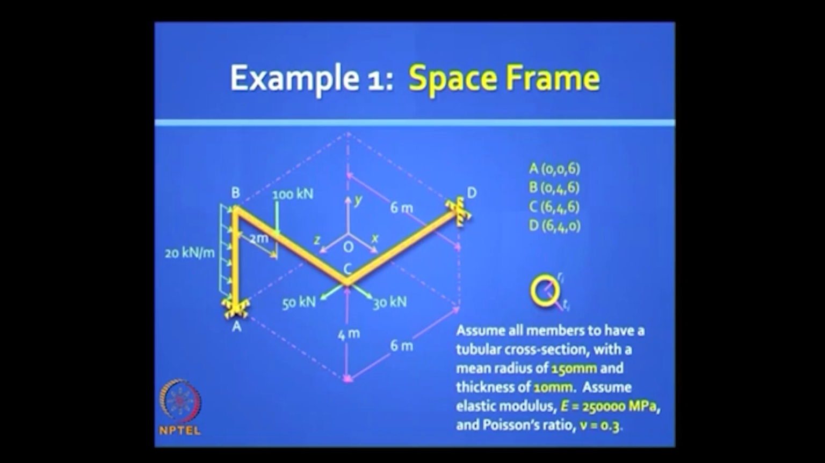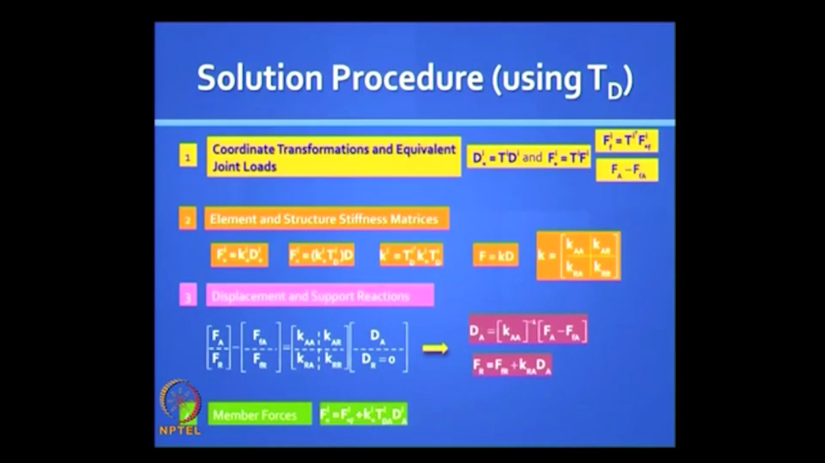You need some more information. So very conveniently let's assume that all the members are tubular, nice tubular sections and you are given the mean radius Ri is 150 mm and the mean thickness Ti is 10 mm, E value is given to you, that's steel, and Poisson's ratio nu is 0.3. With this information you should be able to crack this problem. So let's do it. The procedure is exactly as we did earlier, we won't waste time with this.